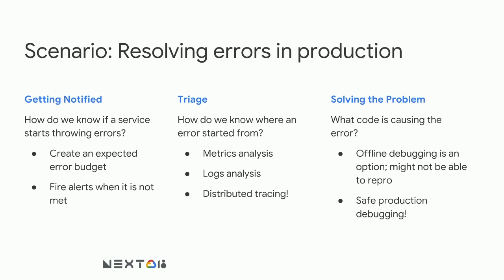So jumping into metrics analysis, logs analysis, or distributed tracing to find out the source of your error, right? Once again, we're in that scenario where you have tens, hundreds, or thousands of microservices interacting. You need to find out which one or which change to a single service actually caused that problem. And then eventually you want to go and find out the actual code that's causing a problem. Offline debugging at Google is effectively not really an option. You might not be able to reproduce something. It's very difficult to set up a test environment for something that involves tens or hundreds or thousands of services. That's effectively impossible. And so we needed to invent safe production debugging. And that's the Borg debugger that I mentioned earlier.